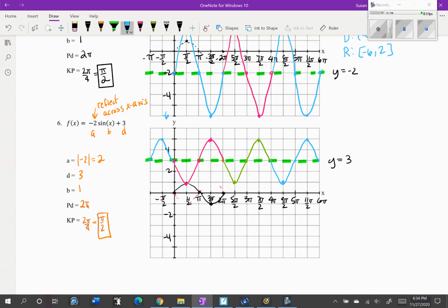So that is my graph, and we can see, of course, the domain is all real numbers because our graph continues on forever, and the range now would be bracket 1 to 5.